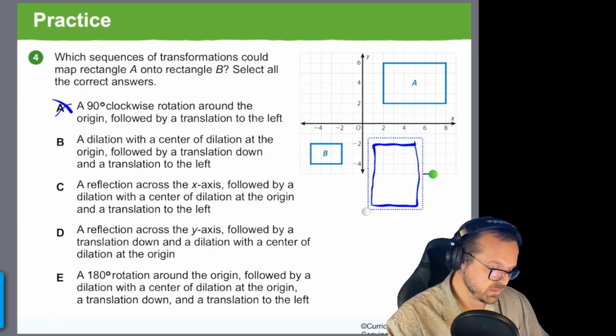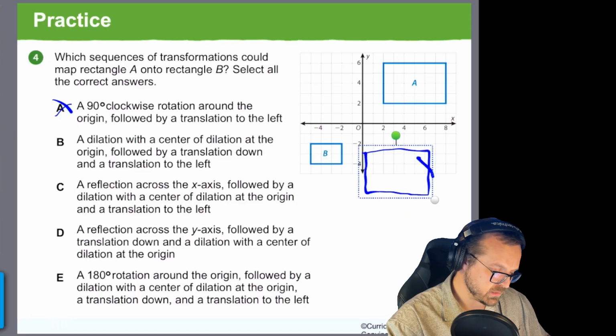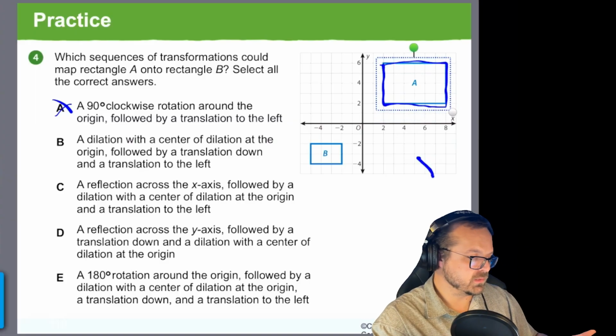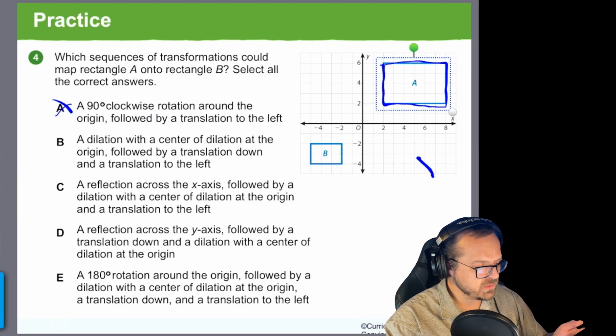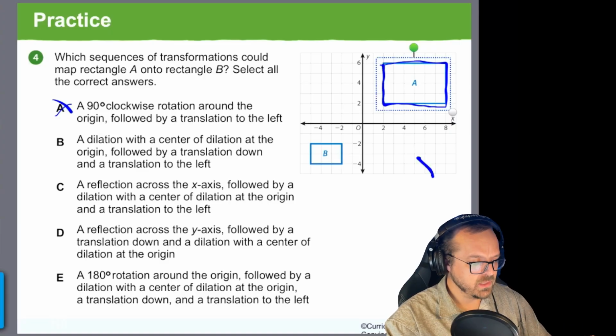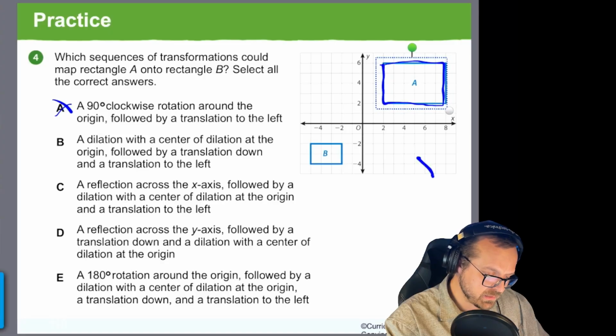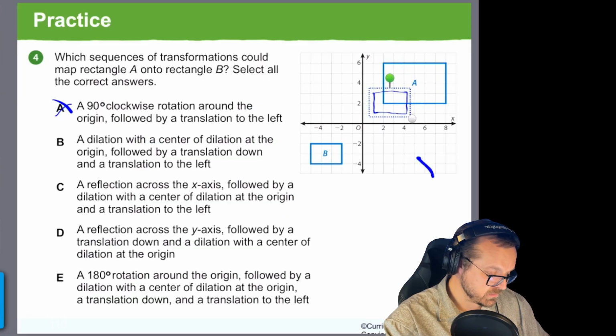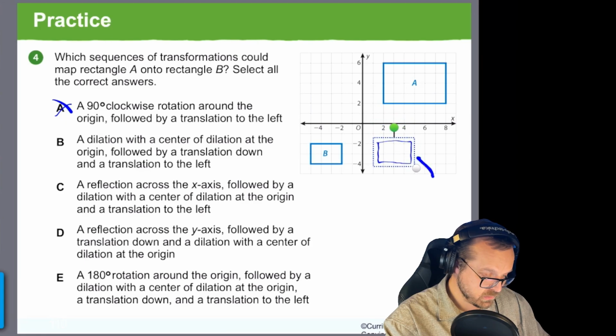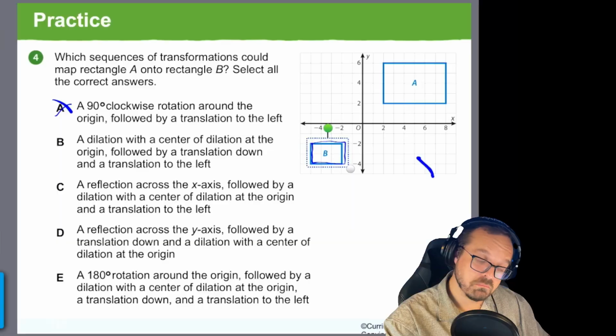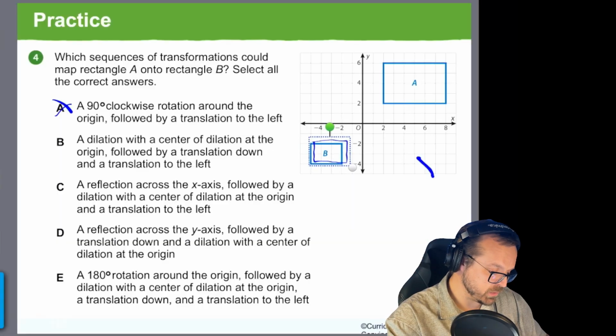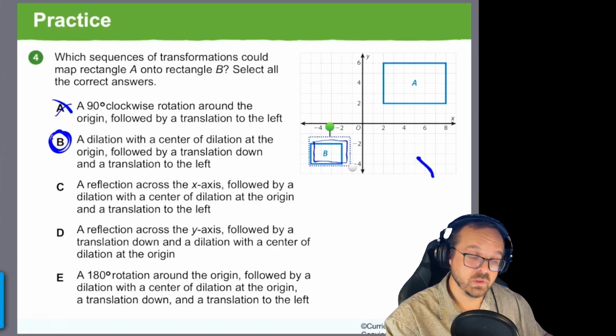The first one here says a dilation, and it doesn't give us any scale factors. A dilation with a center of dilation at the origin, followed by a translation down and a translation left. Well, if we dilate it small enough toward the origin, and then translate down enough, and then to the left enough, that would work, right? This is not being too specific, but that would work.